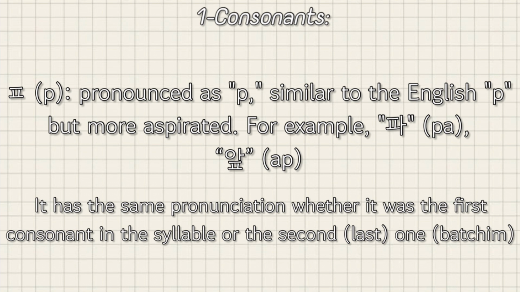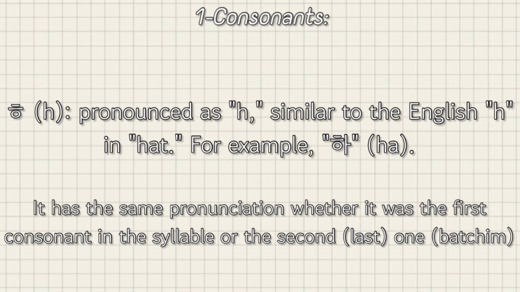Piyup, pronounced as p, similar to the English p but more aspirated. For example, pa, or up when it is the bachim. As you can hear, it has the same pronunciation whether it was the first consonant in the syllable or the bachim. Hieut, pronounced as h, similar to the English h in hat. For example, ha. It has the same pronunciation whether it was the first consonant in the syllable or the second one.